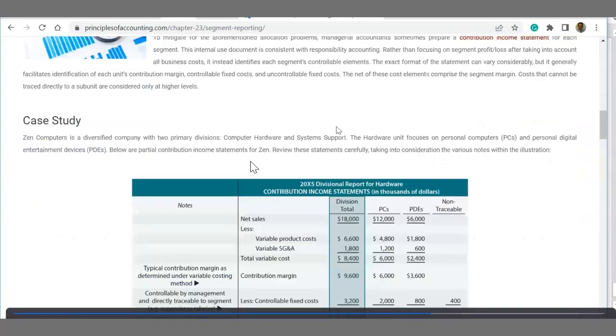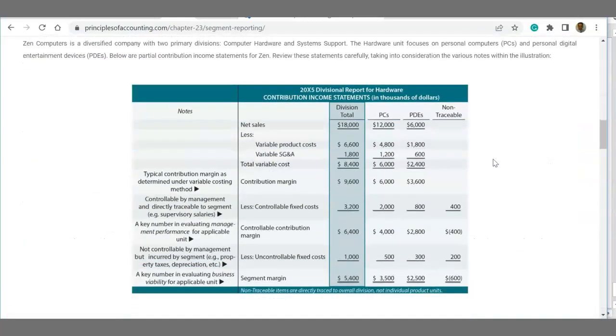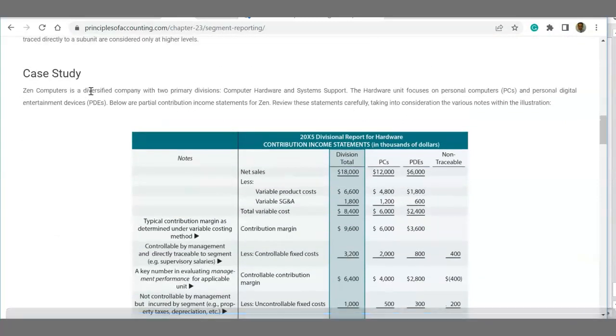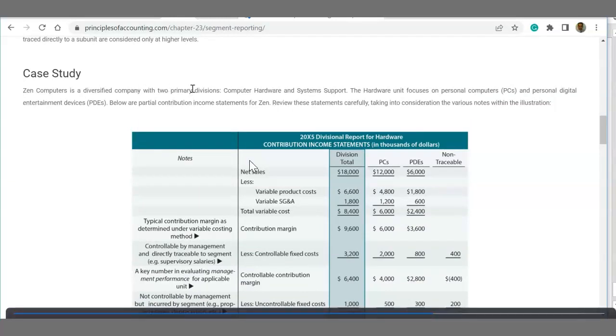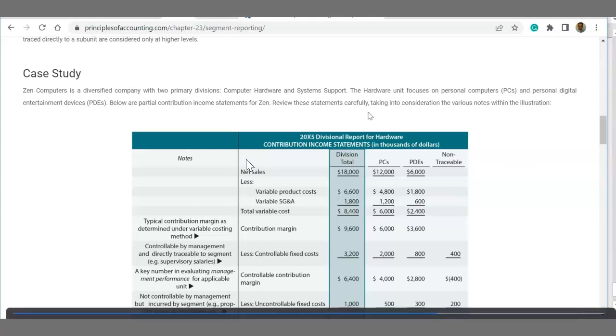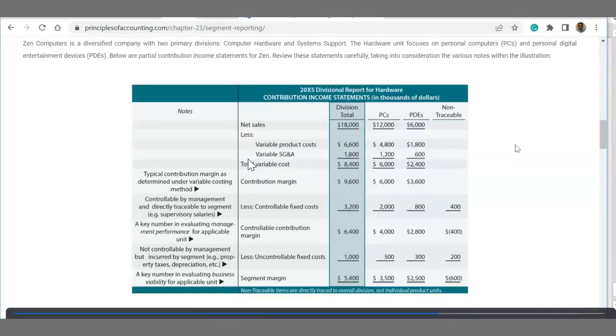So let's keep going down, look at the case study, see if I can explain something here. Here is Zen Computers, a diversified company with two primary divisions, computer hardware and system support. So we have two divisions. The hardware unit focuses on personal computers and personal digital entertainment devices. Below is our partial contribution income statement for Zen. Review the statement carefully, taking into consideration the various notes within the illustration. Okay, so we have to spend some time here to see what's going on.